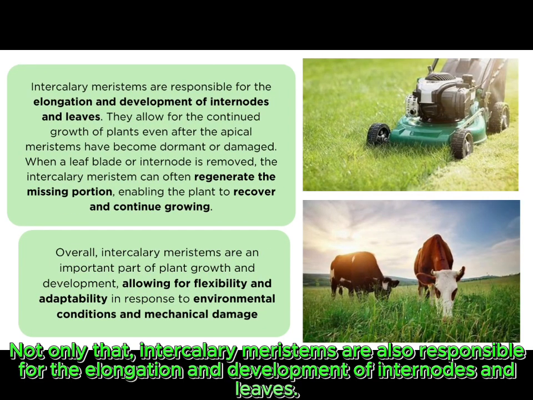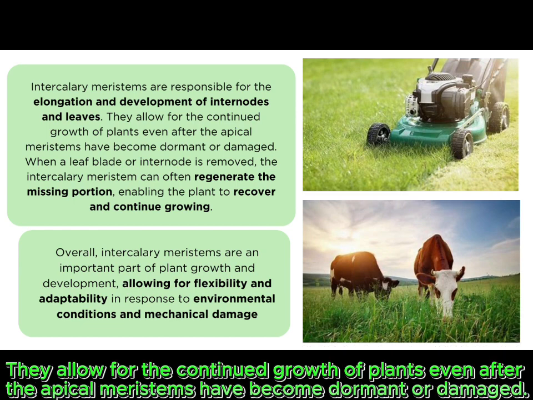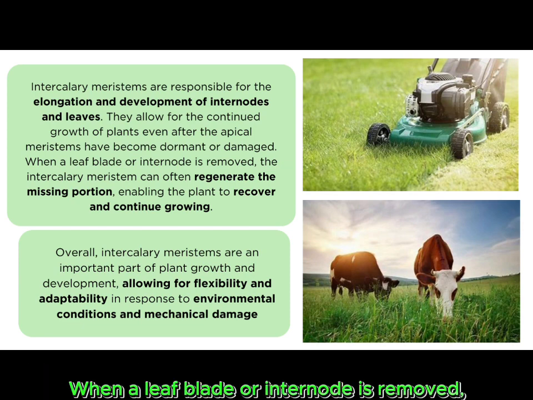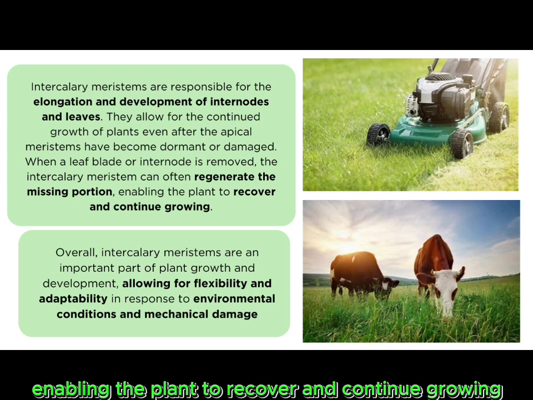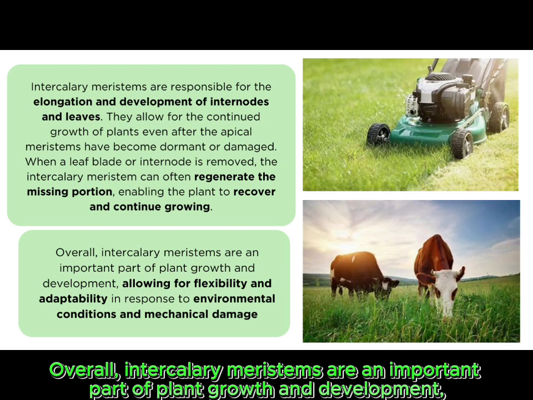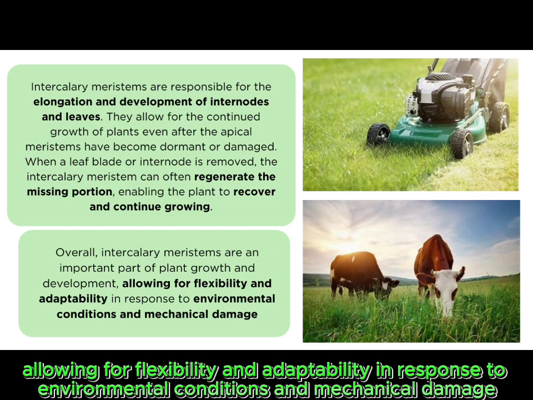Not only that, intercalary meristems are also responsible for the elongation and development of internodes and leaves. They allow for the continued growth of plants, even after the apical meristems have become dormant or damaged. When a leaf blade or internode is removed, the intercalary meristem can often regenerate the missing portion, enabling the plant to recover and continue growing. Overall, intercalary meristems are an important part of plant growth and development, allowing for flexibility and adaptability in response to environmental conditions and mechanical damage.